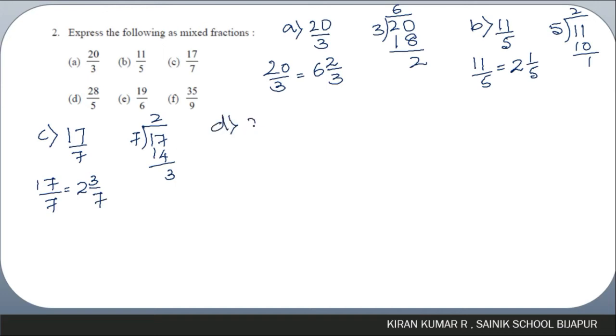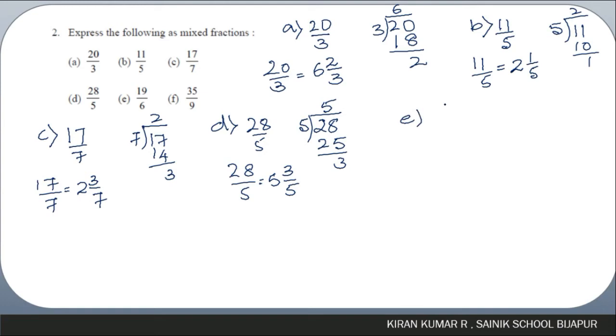Next, D, 28 by 5. So 5 will divide 28 5 times. We get 25 and 3 as a remainder. Therefore 28 by 5 is nothing but 5 3 by 5. Fifth one, 19 by 6. So 6 divides 19 3 times, leaving remainder 1. Therefore 19 upon 6 is nothing but 3 integer 1 by 6.